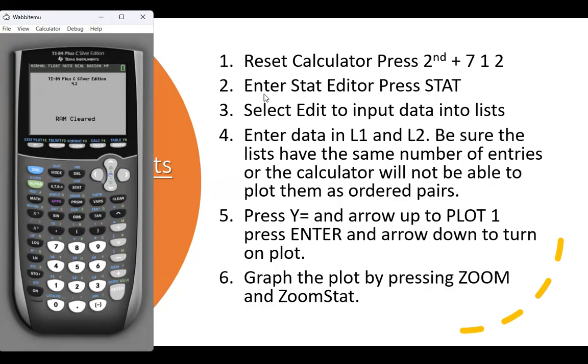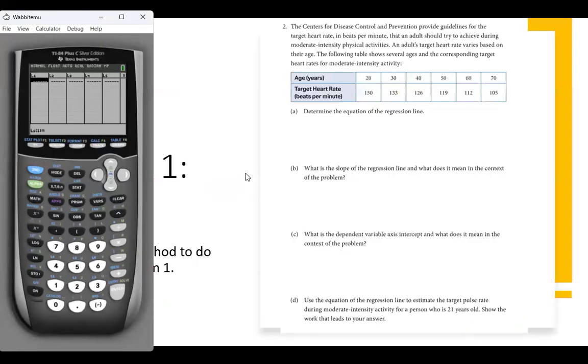So now we're going to enter our data. Just like you did on your discovery activity, we're going to enter our data by pressing stat. So we're going to go to stat. And we're going to go to edit. Once in stat edit, we're going to input our data. So we're inputting this table of information. And you want to put it exactly how it is.